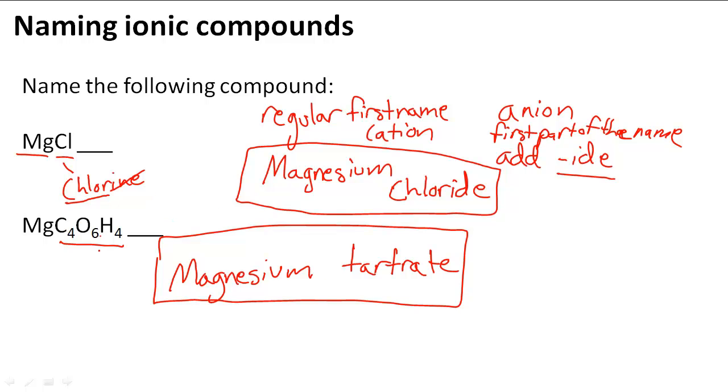If, let's say, tartrate was a positive polyatomic ion, all I would have to say is tartrate and whatever anion came after it. So remember, the regular first name always has to be magnesium, or whatever cation regular name it is, and if it's a polyatomic ion, the polyatomic ion name. And for the second element, if it's just an element, we take the first part of the name and add IDE. And if it's a polyatomic ion, we just use the name of that polyatomic ion.